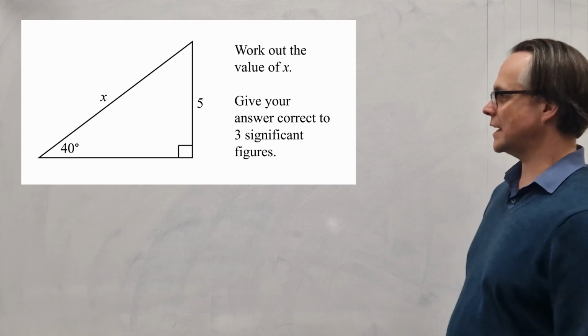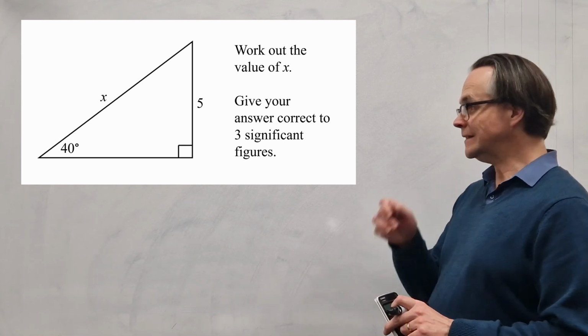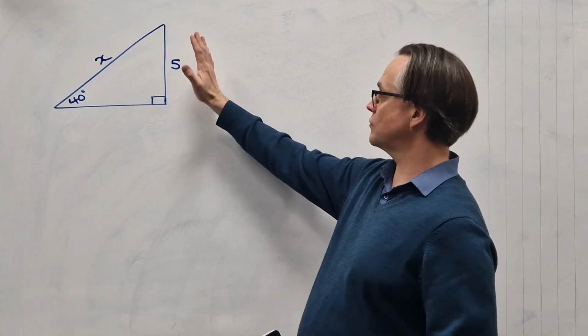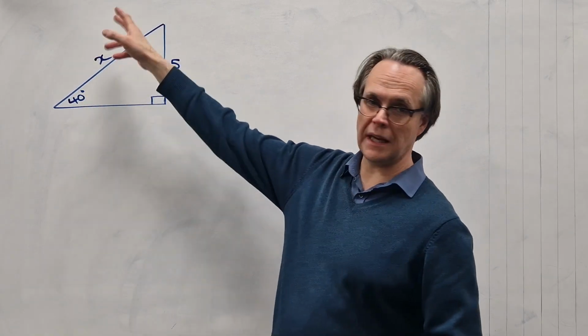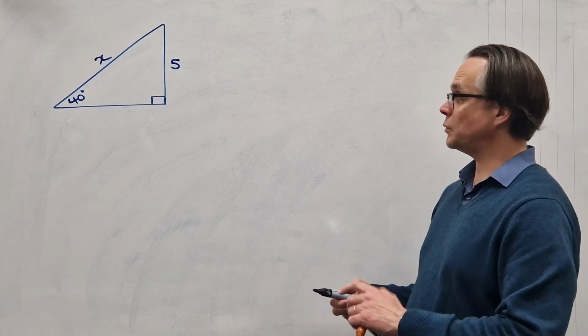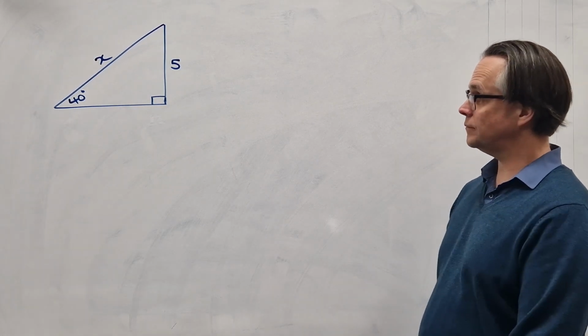Right, so this is like a basic trigonometry question where you have been given the side of a triangle, one of the angles, and been asked to find the other side. So the first thing we do is we label the sides of the triangle.